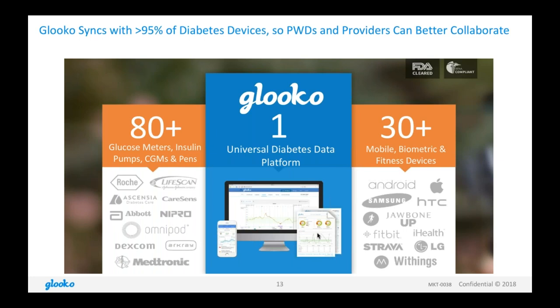So I'll give a quick overview of Gluco. Gluco is a diabetes data platform. We like to call ourselves the Universal Diabetes Data Platform because we are compatible with over 95% of the meters, pumps, CGMs that are out there on the marketplace. So what we do is we can sync data from all those different devices. We're also compatible with fitness trackers and other biometric trackers. So Fitbit, Apple Health, connected scales. We can aggregate all of that data together and make it available to Gluco so that people with diabetes can better understand how their actions impact their blood glucose levels.